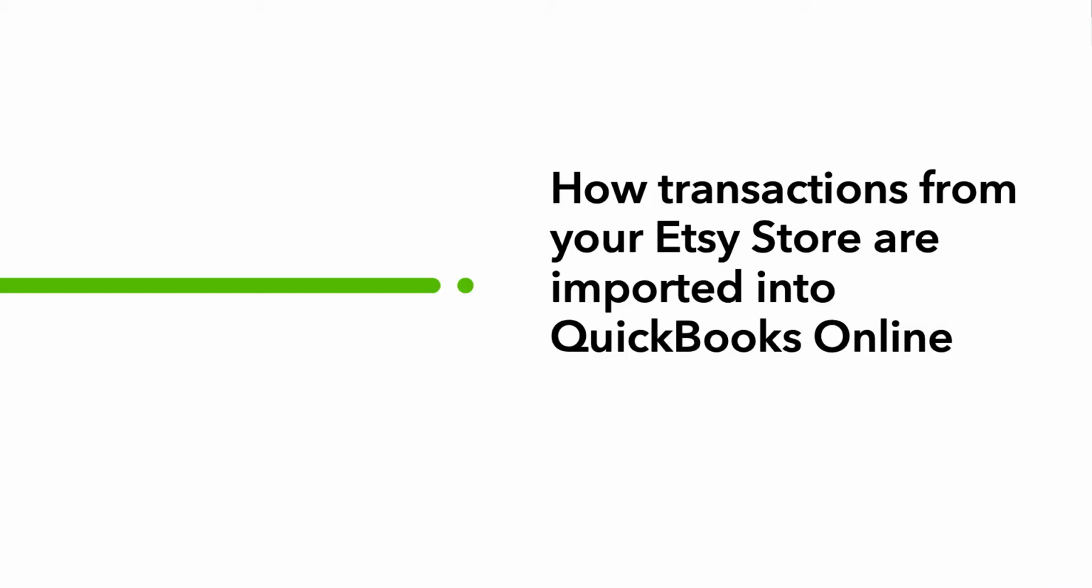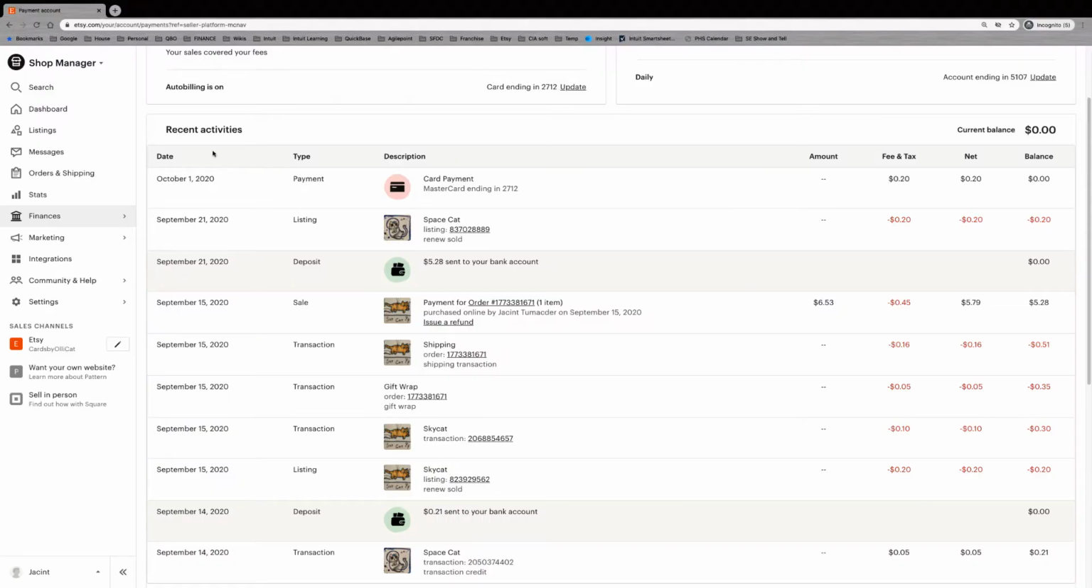Let's start in your Etsy Shop Manager. This is your Etsy payment account for your Etsy store. Here's how it works. On September 15th, you listed an item, so Etsy charged you 20 cents for listing that item. Then on September 15th, that item was purchased by a customer. So what happened was Etsy charged you 10 cents for the transaction fee, and then there was a gift wrap involved, so there's a 5-cent gift wrap fee, and then there's a 16-cent fee for shipping.